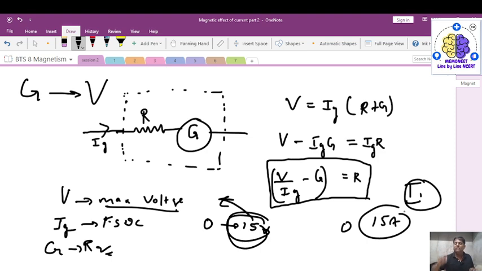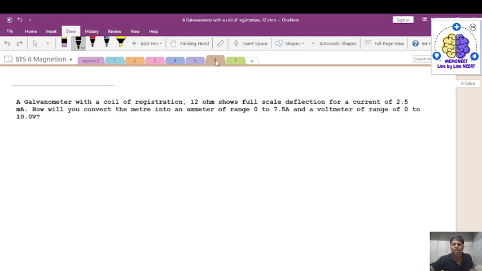Ig is the full scale deflection current, and it will be mentioned in the question that for this the galvanometer shows full scale deflection. So to understand it better, let's see numericals regarding conversion of a galvanometer into an ammeter and voltmeter. Let's see this numerical.